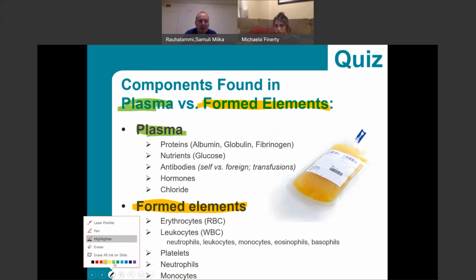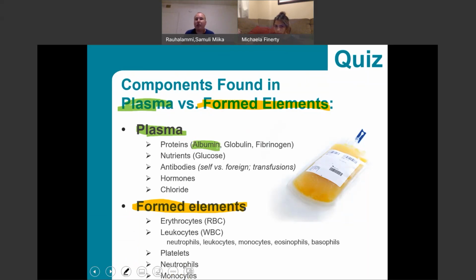Well, in terms of the plasma, we find a lot of proteins there. The albumin was the one that I mentioned earlier on, but also globulin and fibrinogen. They are listed there on the quiz as things that you can find in the plasma. Other things that you can find in the plasma were nutrients, and I didn't use the example of glucose, but glucose would be a good example of nutrients that circulate within the plasma. And that is listed there on the quiz, so make sure that you know that that's part of things that you find in the plasma.